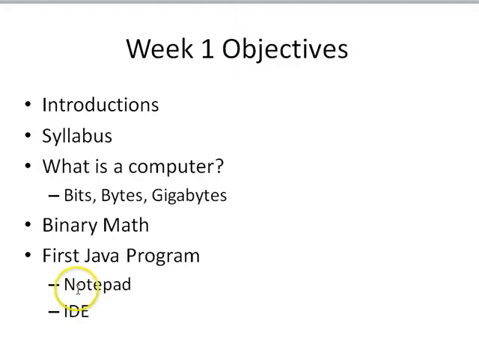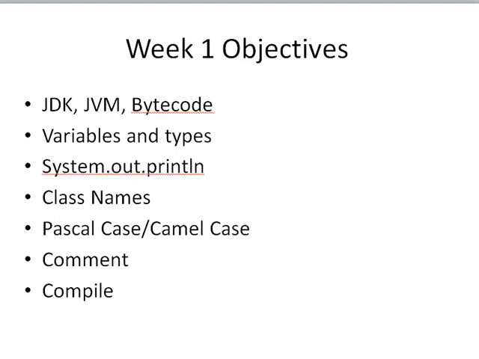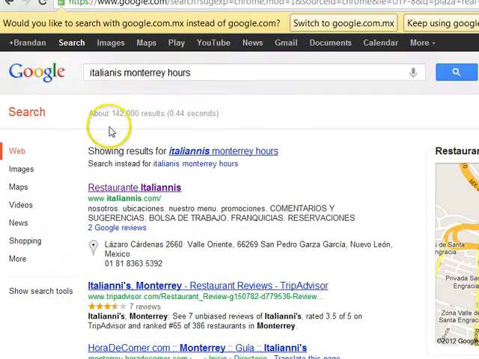We're going to take a look at this in this lesson at our first Java program. We'll also look at what Java is. In our first Java program, we're going to explore the JDK, the JVM, and bytecode. We'll look at System.out.println, and then we'll cover the other items either in this lecture, but probably in a later lecture. So, what is Java?